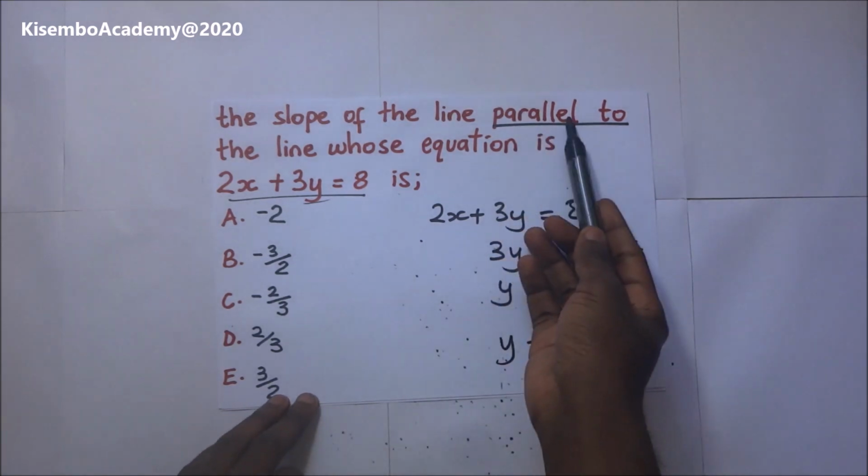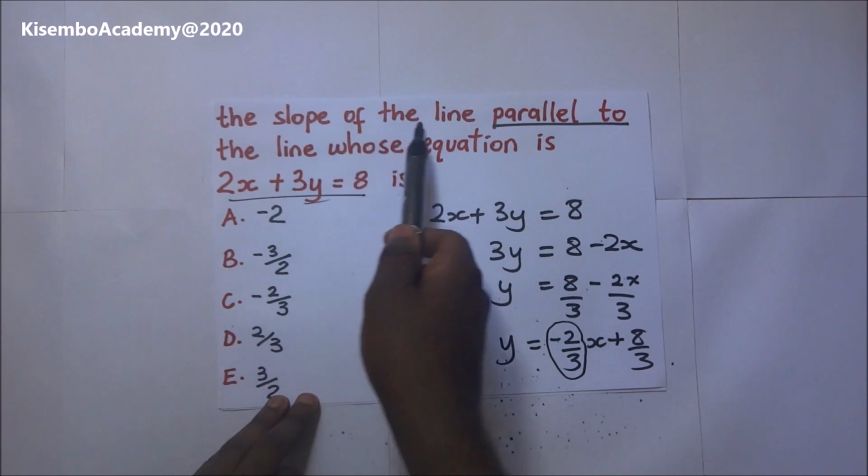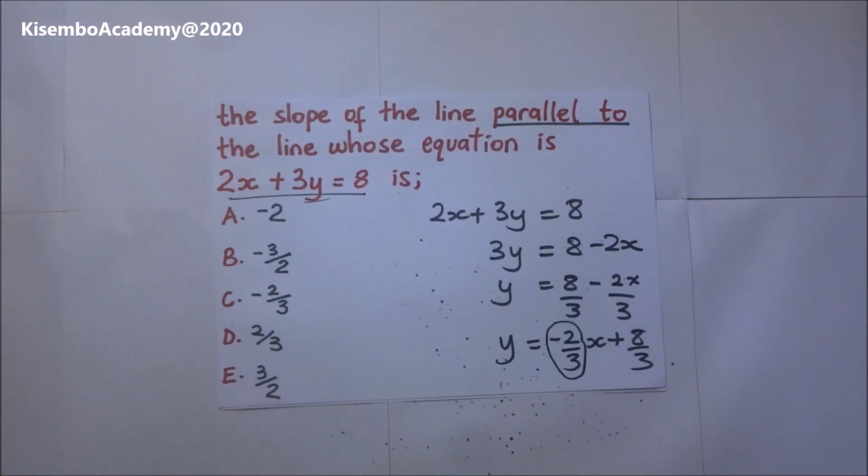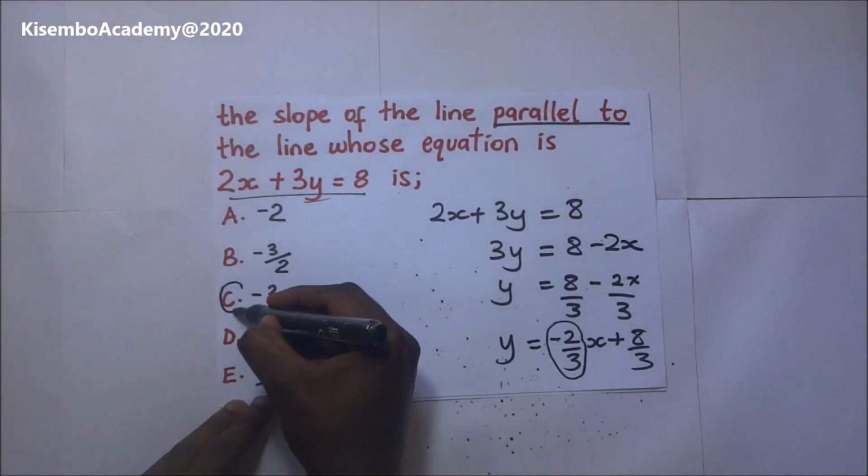And since it is parallel to that, the slope of the line we're looking for is parallel to this line, it means that the gradient is also negative 2 over 3. So the answer here is C.